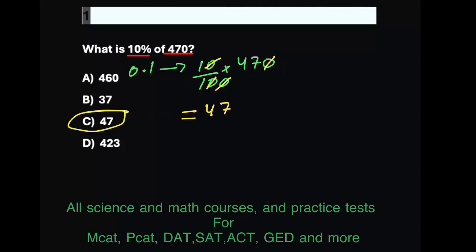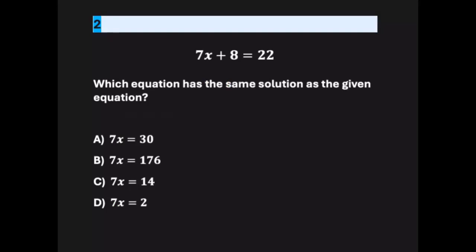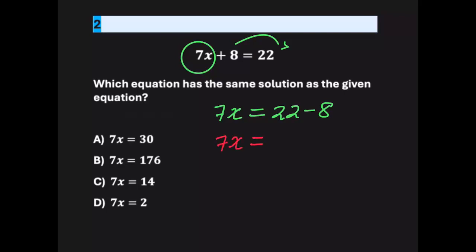And the answer is right here. Let's move on to the next question. For this question, based on the multiple choice, you know that they are looking for the value of 7x. Therefore, we're going to take this 8 over to the right side, and we have 7x is equal to 22 minus 8. Therefore, 7x is equal to 22 minus 8, which is 14. And the answer is right here. Let's move on to question 3.